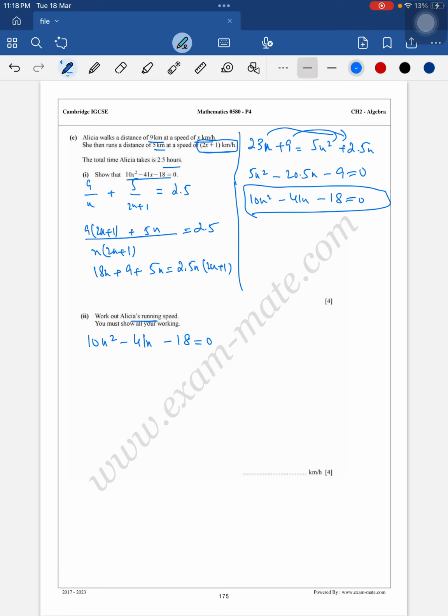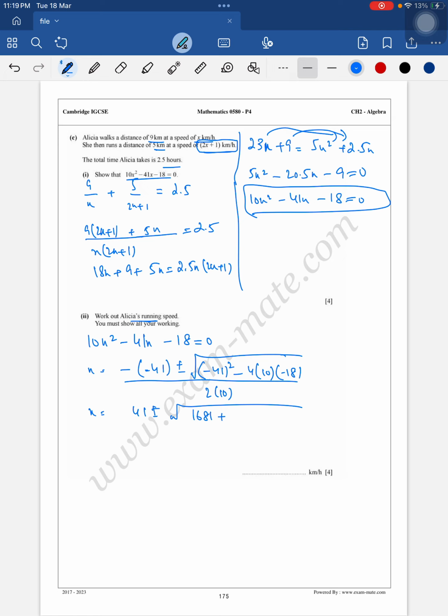That will be easier. So x is equal to minus b plus minus root of b squared minus 4ac, over 2a. Here a is 10 and c is minus 18. So x is equal to 41 plus minus root of 41 squared, which is 1681, minus minus plus, this is plus 4 into 10 into 18, which is 720, upon 2 tens are 20.